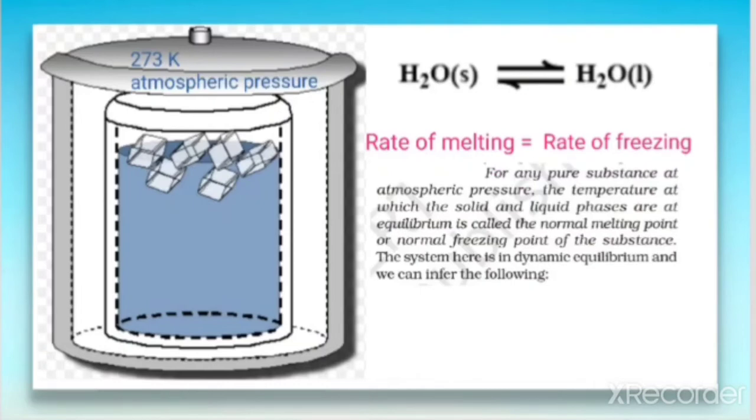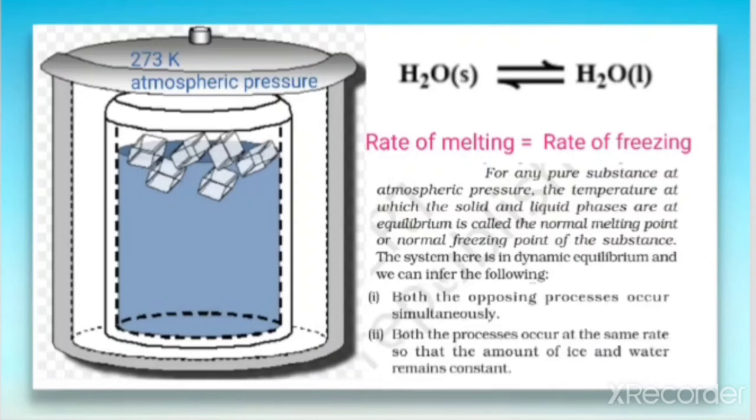So, for any pure substance at atmospheric pressure, the temperature at which the solid and liquid phases are at equilibrium is called the normal melting point or normal freezing point of that substance. So, this is the case of equilibrium between the solid and liquid, where a dynamic equilibrium is formed. The system here is in dynamic equilibrium and we can infer the following.